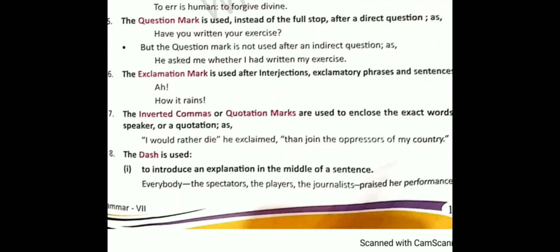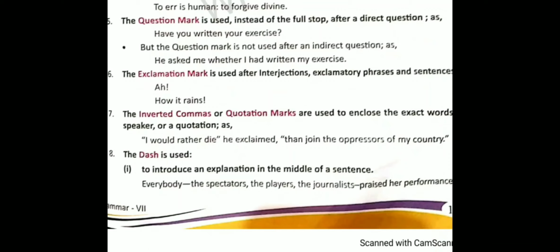See here, whenever someone asks you directly, or some question is asked directly, then only a question mark is used. But if the sentence is asking an indirect question, then the question mark will not be used. For example, it is given, he asked me whether I had written my exercise. Here also a question is asked by someone to someone, but here the question mark is not used. Why? Because it is an indirect question. Okay.